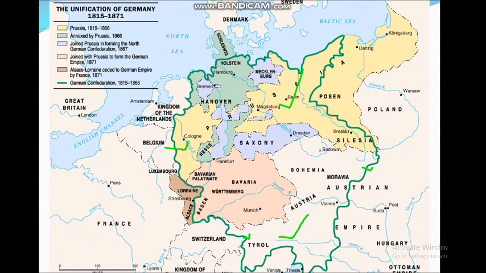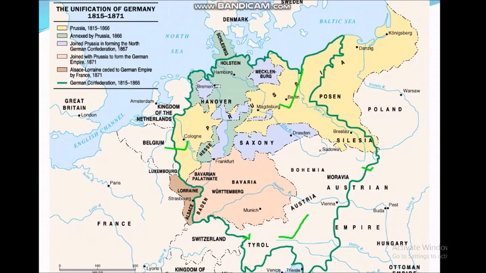39 states. These 39 states were made by Napoleon. Before Napoleon, Germany was divided into 300 pieces, 300 kingdoms or principalities. But Napoleon united them and reduced them to 39. So these are the 39 states. Now there is a process to bring all these 39 states under one umbrella. How it happened, we will see here.